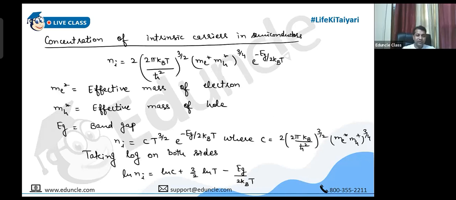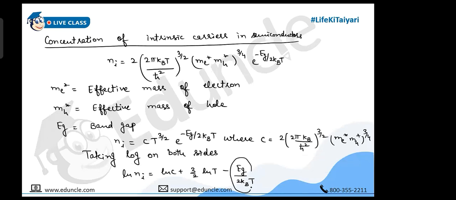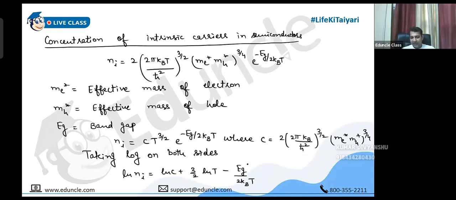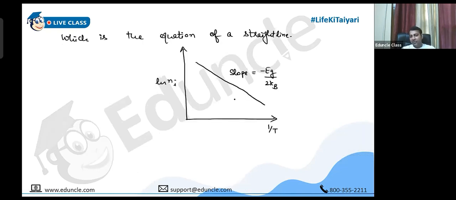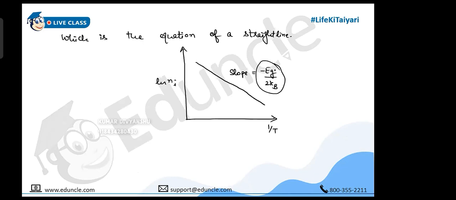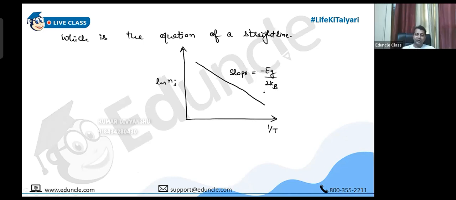See, this is the equation of a straight line, and I'm plotting this one on the y-axis and this one on the x-axis, 1 by T. So the equation is y equals mx plus c. The multiplier of 1 by T will be the slope, and the multiplier is Eg by 2 kB with a negative sign. It means the slope is negative. Slope negative means the line is coming downward. So from this slope you can calculate the band gap, because kB is already known to us. It is the Boltzmann constant, well defined.